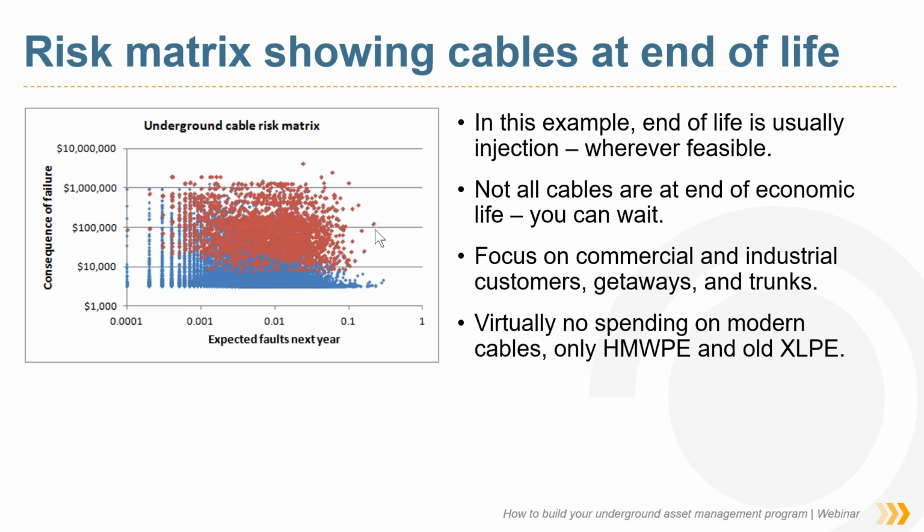replacement cost effectively. The program tends to be focused in the commercial and industrial areas where the customer outage costs are higher, and also on the getaways and the trunks where you're going to interrupt entire feeders and not just a subdivision. And there was pretty much no spending in this example, and this is typical, pretty much no spending on modern cables. You put a new cable in the ground in a conduit, it's going to last a really long time, probably. At least it looks that way. So that's an example of what the results will look like when you take this approach.